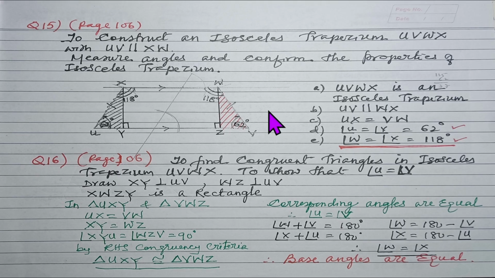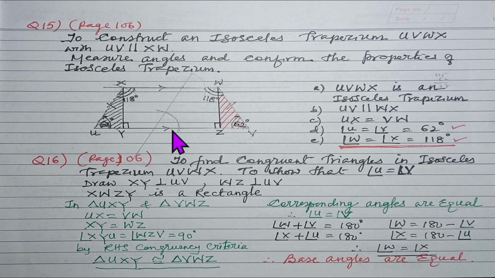Now if you measure U, it is 62 degrees, measure V, it is 62 degrees. Now measure W, it is 118 degrees, measure X, it is also 118 degrees. Okay, so that is very clear that this is an isosceles trapezium. That is how we construct and also confirm the properties.